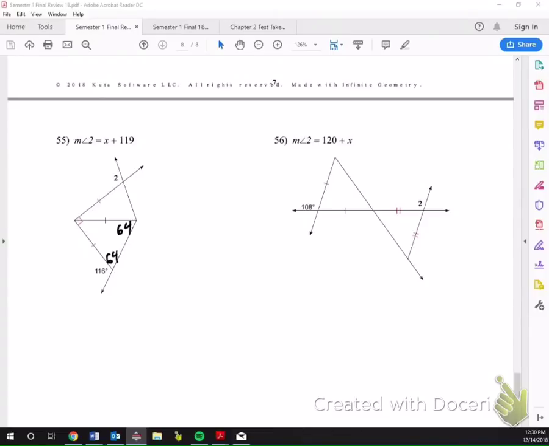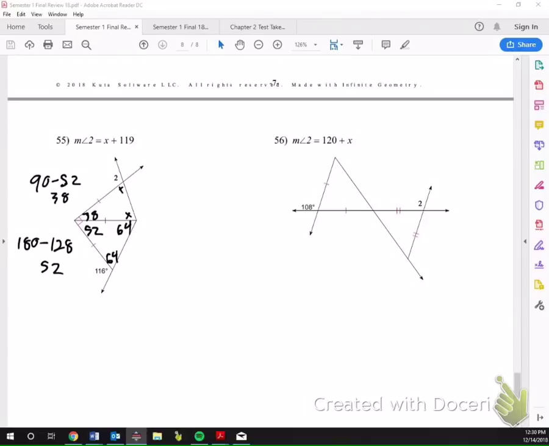That means that that vertex angle, 64 plus 64 is 128. 180 minus 128 is 52. If one part of a 90 degree angle is 52, its complement, 90 minus 52 equals 38.